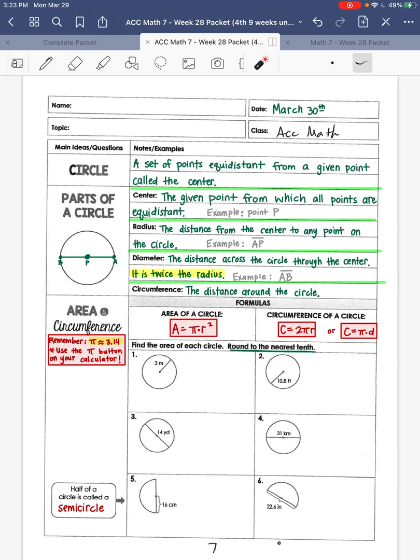Now, you might want to go ahead and pause the video and write down all of these definitions and then pick the video back up once you've done so, because I'm just going to talk through these definitions very quickly.